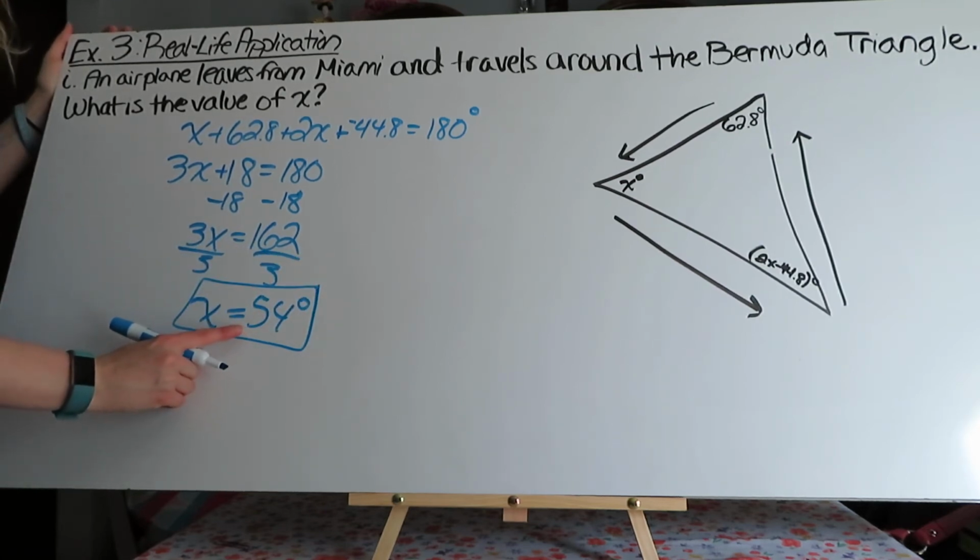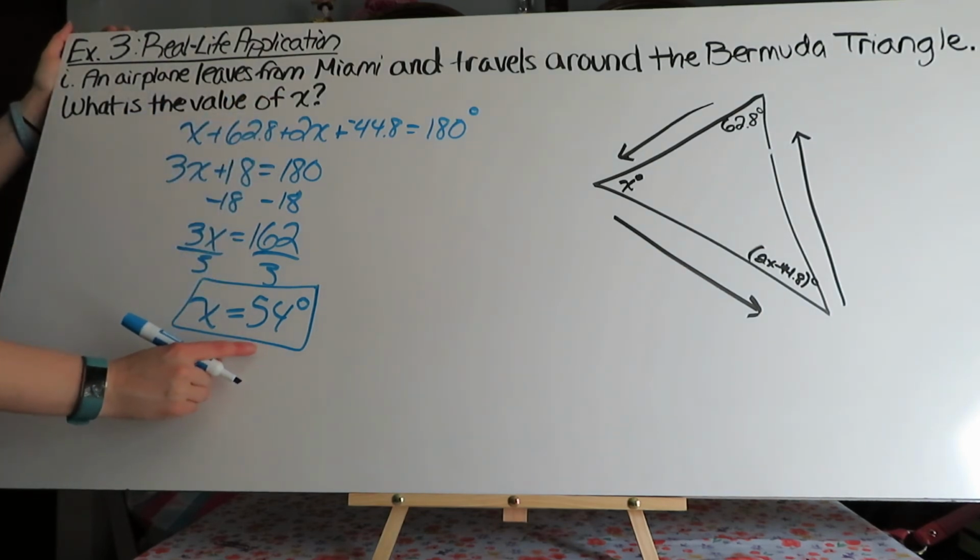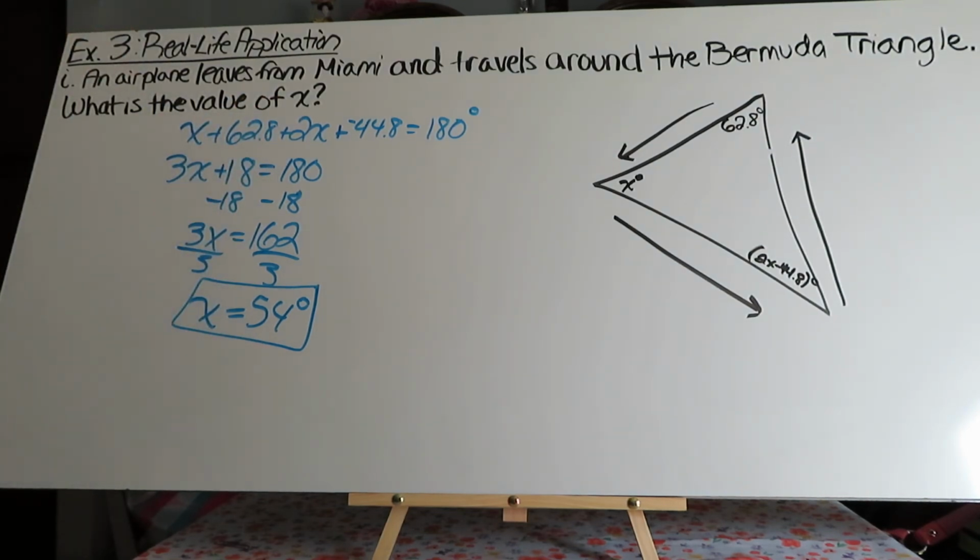Before I say that's the final answer, I'm going to go back and read what it asks. What is the value of X? X is 54 degrees. Okay, I don't need to plug it into anything. Great job. Work on that homework.